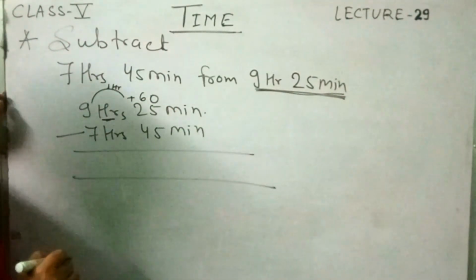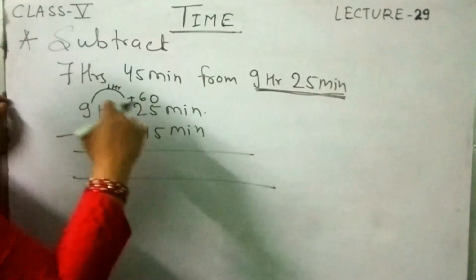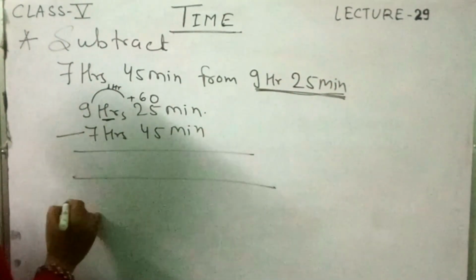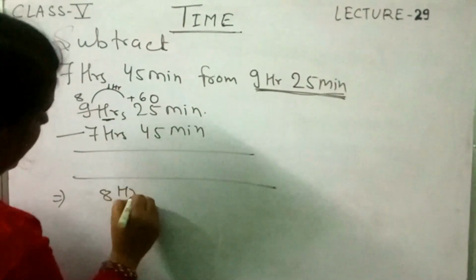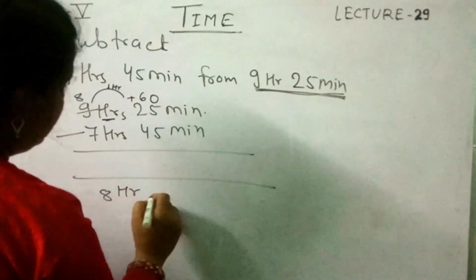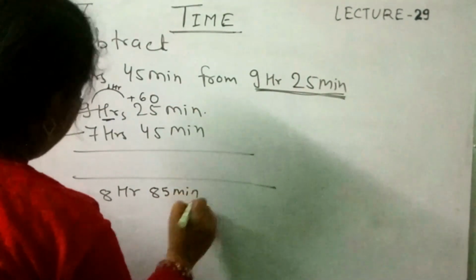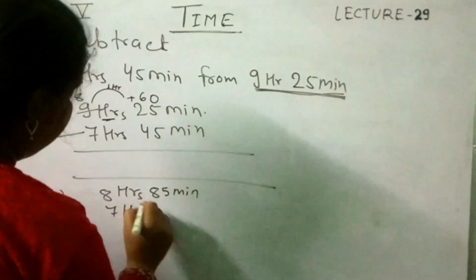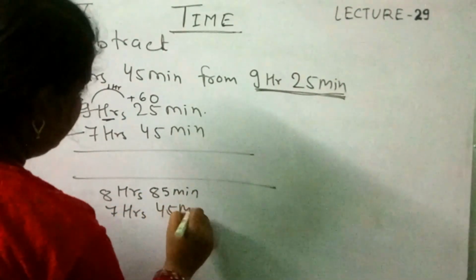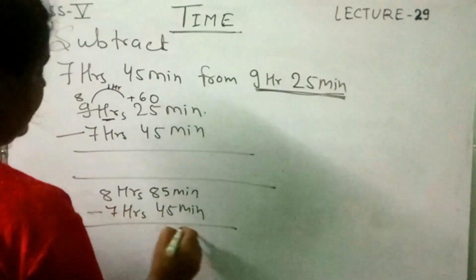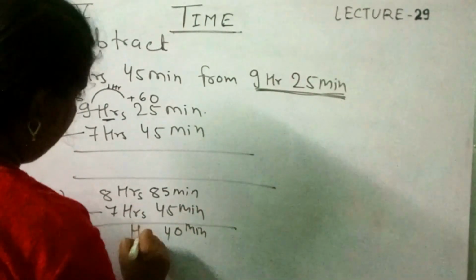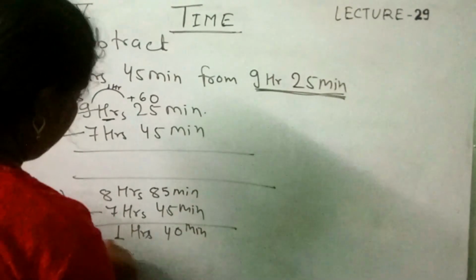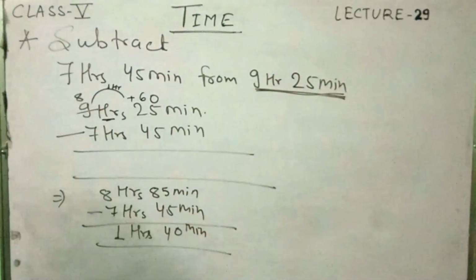So we have to add 60 to this number, and again arrange and write, and this number will be 8. Now 8 hours, and this one is 60 plus 25, 85 minutes, and in the down as it is you write 7 hours 45 minutes. Okay, subtract this one, minute, 85 minus 45, 40, and hours, 8 minus 7 is 1. That means 1 hour 40 minutes. That is the answer.